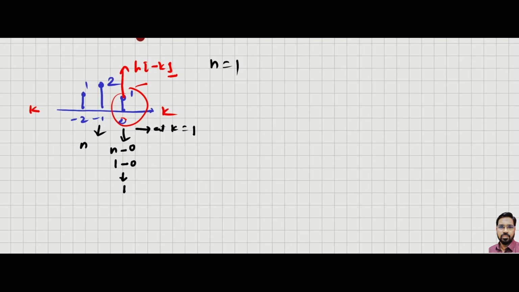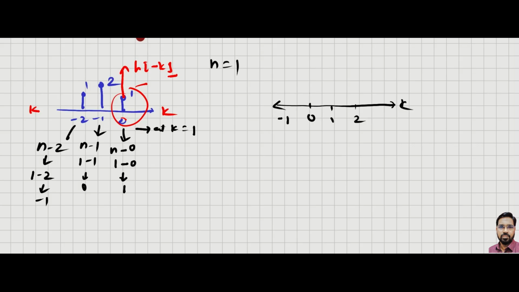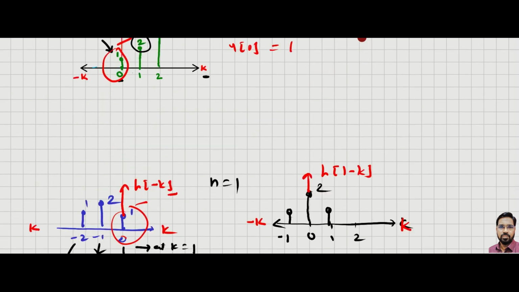The same thing will happen with the others also. n minus 1 is 1 minus 1, which is 0, and n minus 2 is 1 minus 2, which is minus 1. So we have new index values of k: minus 1, 0, 1 and 2. At minus 1 our value is 1, then 2 and 1. And the label of this is h of 1 minus k. Got it?